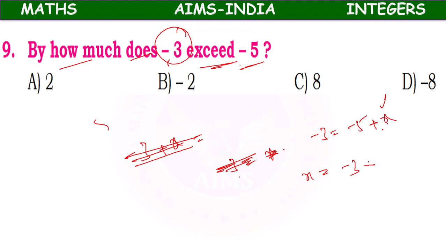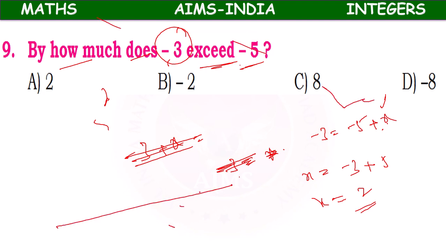Minus 3, and minus 5 will come to this side. It will become plus 5. So x equals 5 minus 3, which is 2. 2 more than minus 5. Suppose you have a number line: here 0, here minus 1, minus 2, minus 3, minus 4, minus 5. So how much more than minus 5? 1, 2. So 2 is the correct answer, option A.